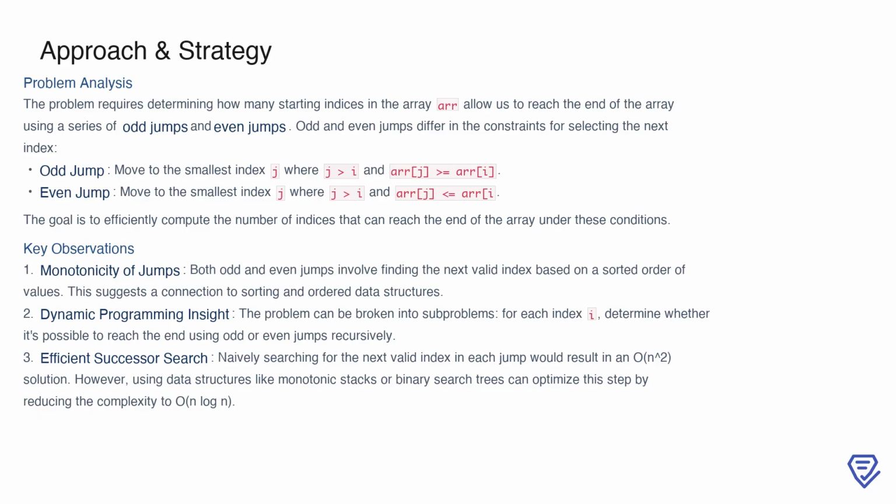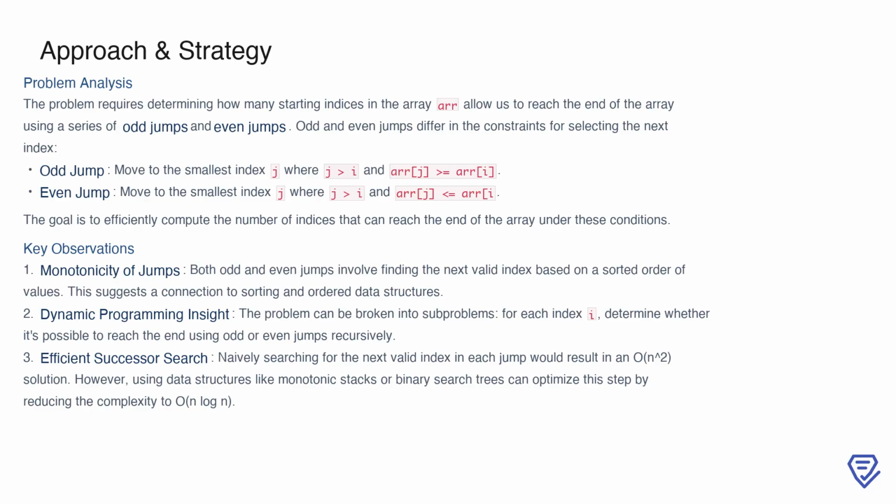Key insights include recognizing that both jump types rely on sorting or ordering, which suggests the use of data structures optimized for such operations. Additionally, the problem can be broken into subproblems by determining for each index whether it can eventually reach the end using odd and even jumps recursively.